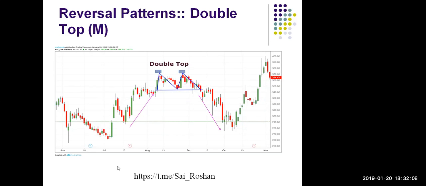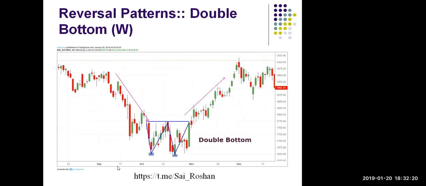Okay, so this is about a double top pattern or M pattern, which is a reversal pattern. It was a bullish market, but then after this pattern, it became bearish. It made the market turn bearish because it couldn't break the resistance. Another is the double bottom pattern, which is exactly the opposite of that. So now it's a bearish market.